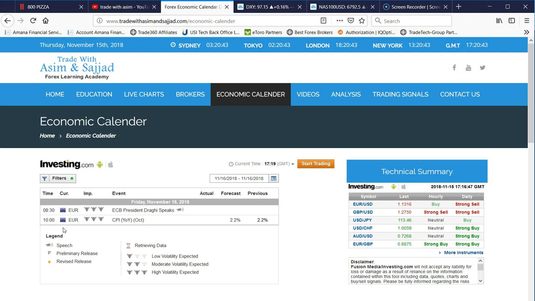Starting from our economic calendar, as we can see, there are only two important events. President Draghi will speak, and the CPI for the month of October will be from the Eurozone. So both of the really important news are from the Eurozone, and we expect volatility in the EUR/USD pair, most probably. So I wish you a very good luck and have a safe trading.